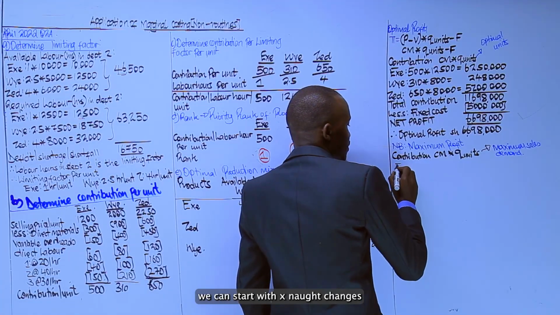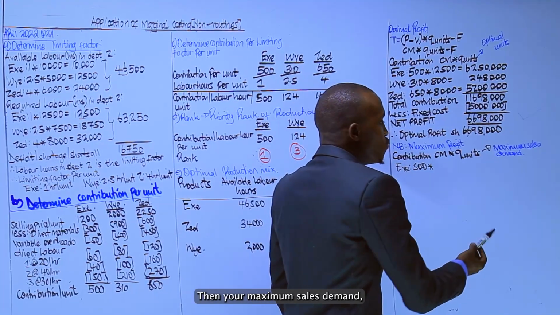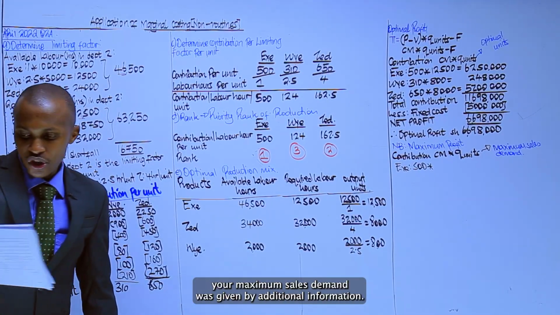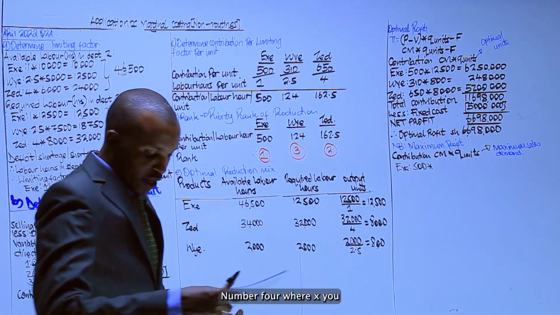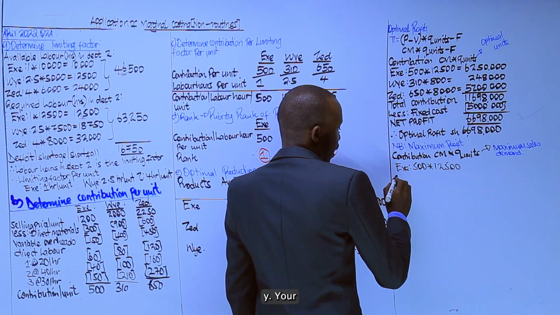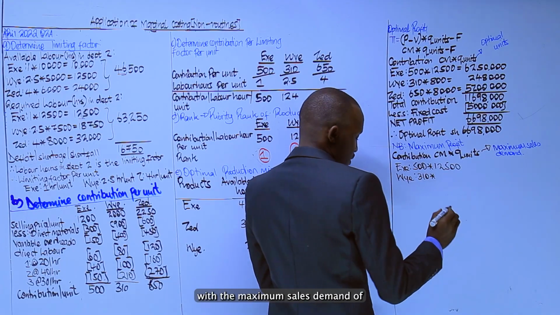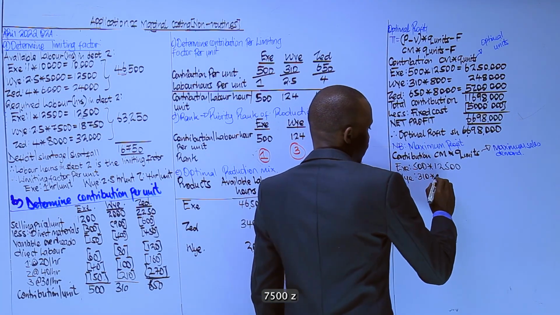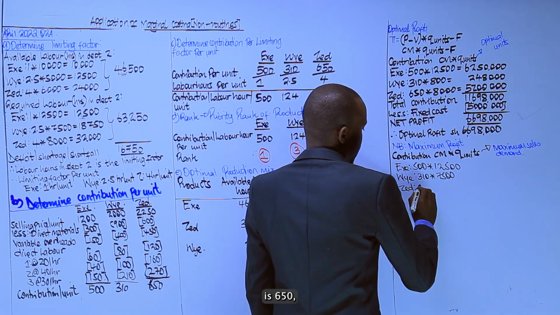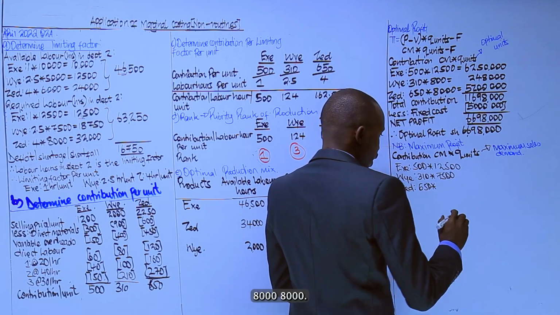We can start with X. No changes to the contribution margin, 500. Then your maximum sales demand was given by additional information number 4, where for X, your maximum sales is 12,500. For Y, your contribution margin is 310, with the maximum sales demand of 7,500. Z is 650, with a maximum sales demand of 8,000.